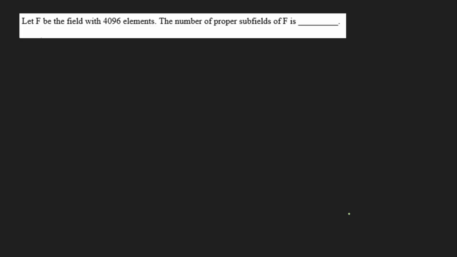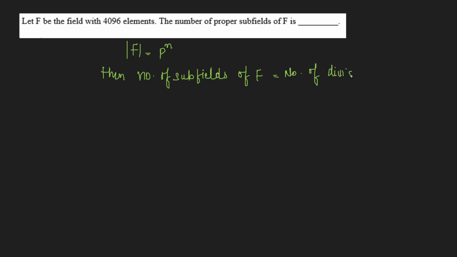So we have this question. It says that F is a field with 4096 elements, and we have to find the number of proper subfields of F. So we have one formula for proper subfields. It says that, let's suppose, the order of F is equal to p to the power n, right? Then the number of subfields of F is equal to the total number of divisors of n, right? And I can find this using tau of n, right?